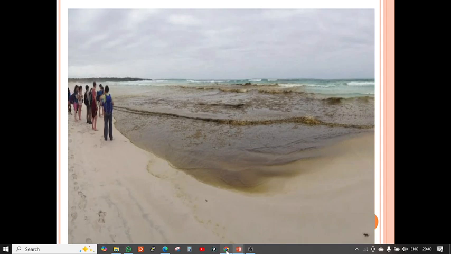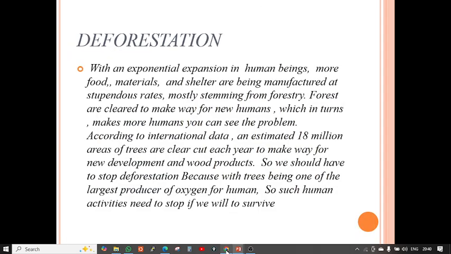And lastly, the term is called deforestation, which is expanding exponentially, because in order to meet the demands of humans, we are just cutting down trees without thinking about the consequences. We are cutting down the forest, and this is increasing in an exponential manner. That means huge numbers of trees are cut down within 1 hour, 1 minute. A huge number of trees can be cut down anywhere.